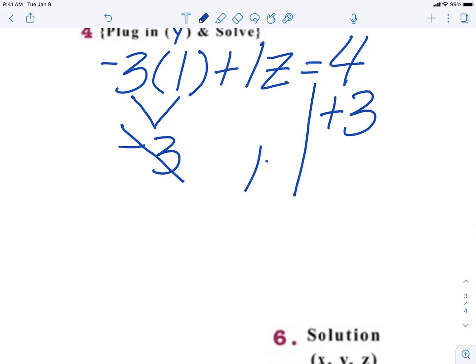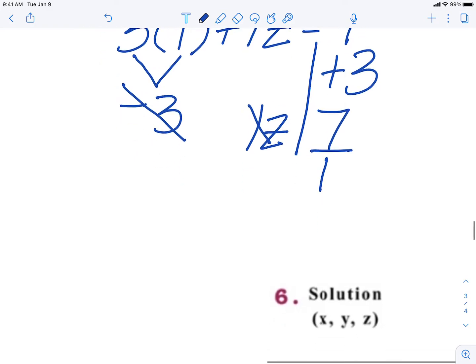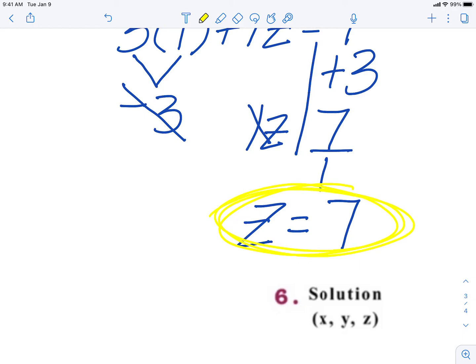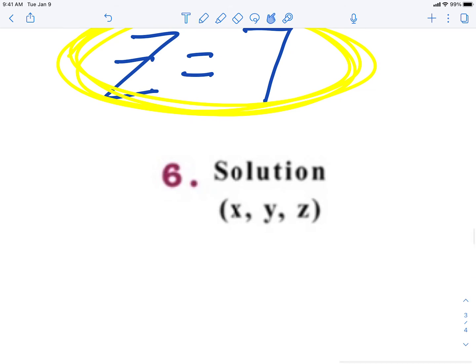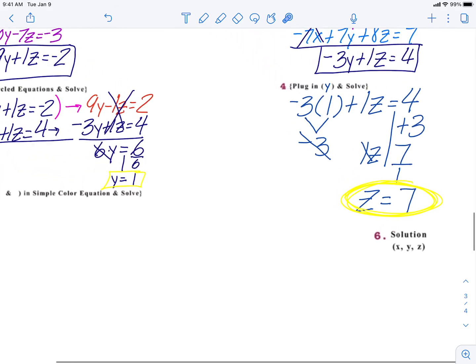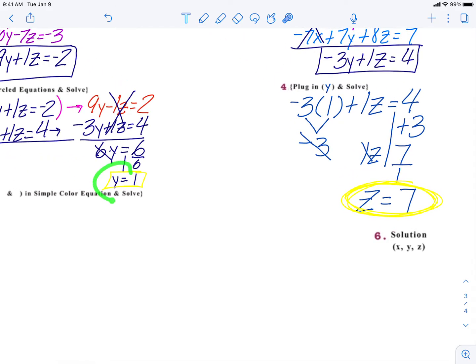So I get 1z, 4 plus 3 is 7. The opposite of multiplying by 1 is dividing by 1. So I get z is equal to 7 divided by 1 is 7. And that, kiddos, is my z. I found my z. Look at this. I'm almost there. I found my y. I found my z. Now I need to find x. There's my y. There's my z. Now we need to find x.